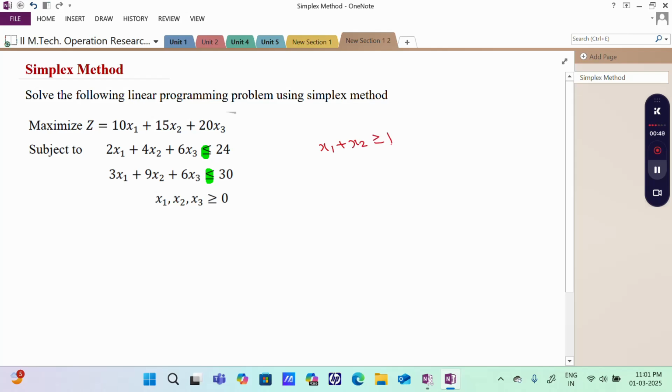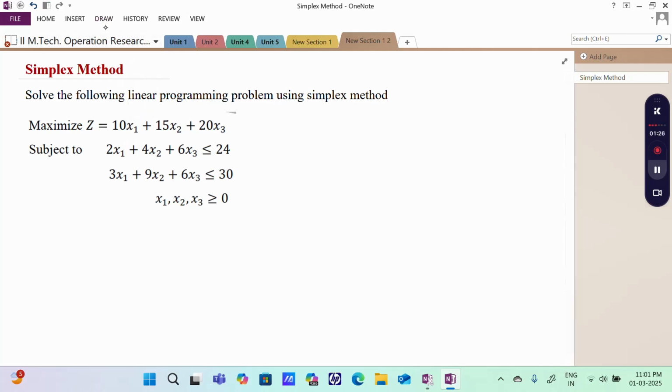We can convert this into a less than or equal to constraint. How to convert? Multiply by minus 1 on both sides, then the greater than or equal to sign changes into a less than or equal to sign, and then we can proceed using the simplex method or use another method. The other method is the big M method, used when the constraint is greater than or equal to. Now I am going to solve this given problem using the simplex method, because the problem is directly given with less than or equal to constraints, so there is no need to change anything.